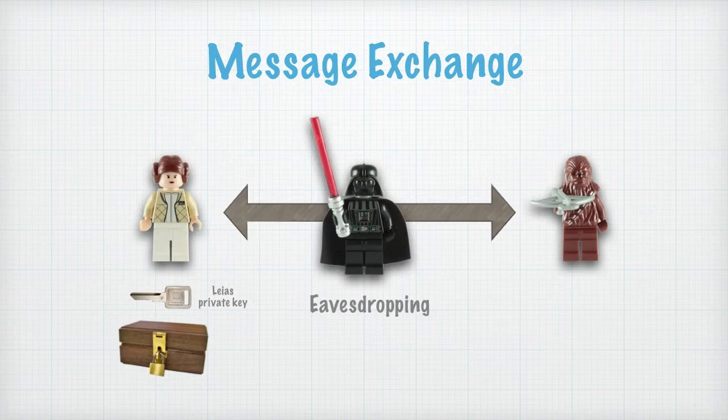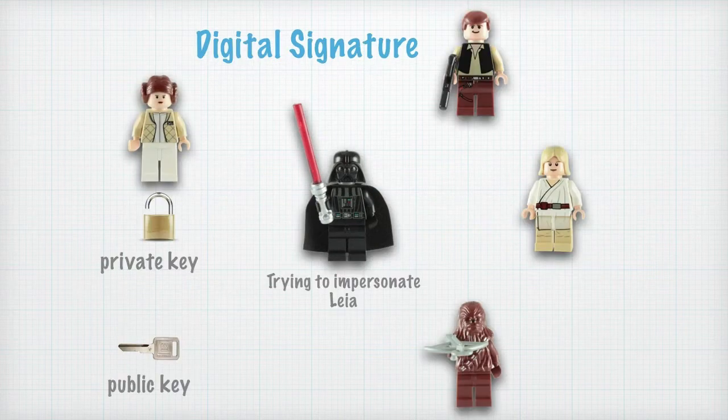But Leia, of course, she can open it with her private key. This doesn't solve all problems with communication. We also have the problem of identity. Darth Vader could, in principle, grab hold of her public key and use that to send messages to her, and she wouldn't really know if it's from Han Solo or Luke or Chewbacca.